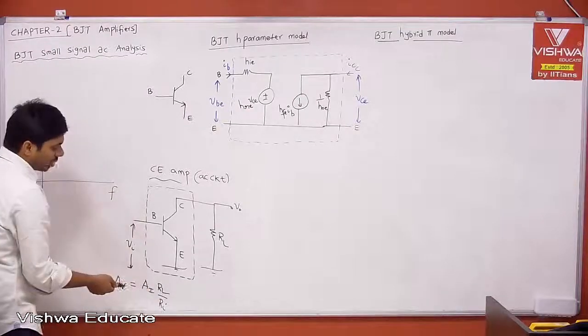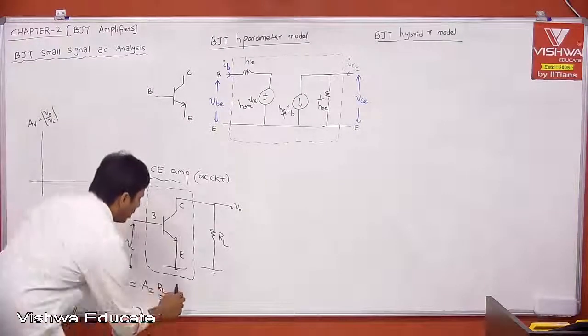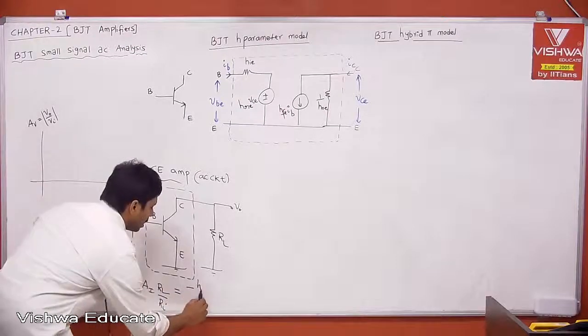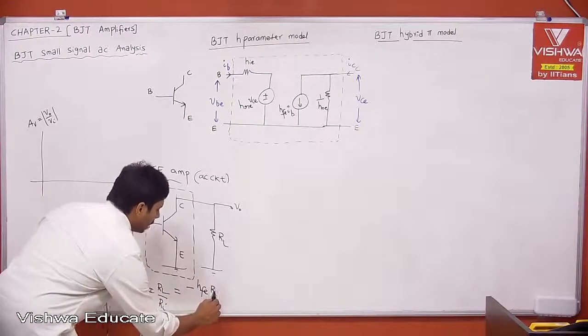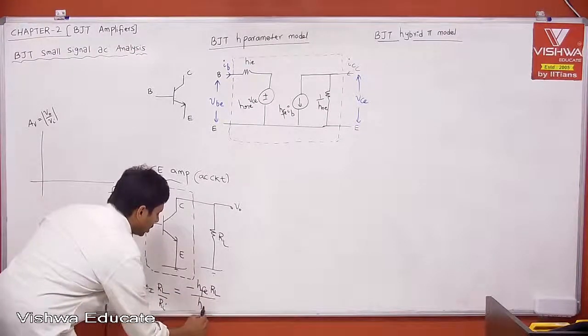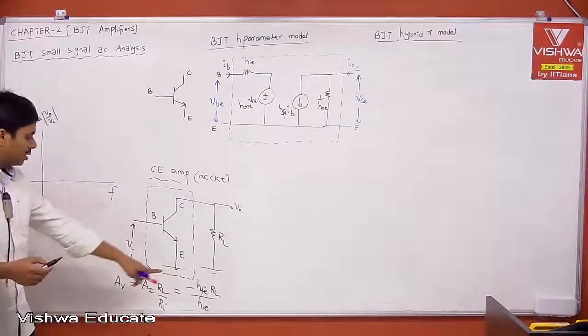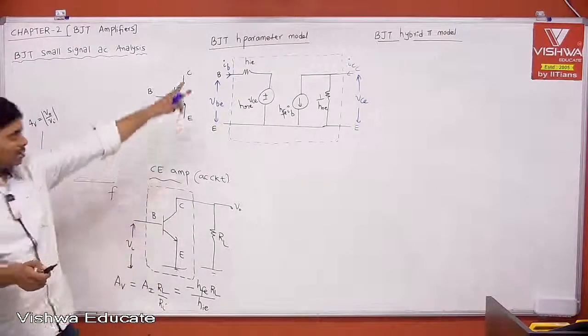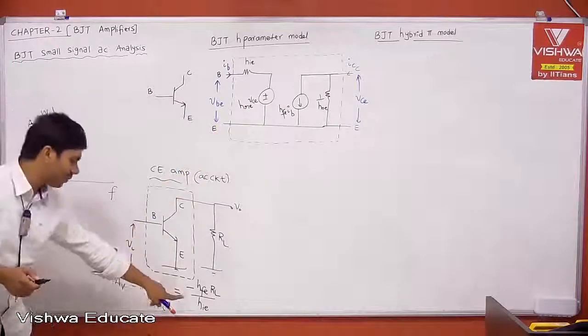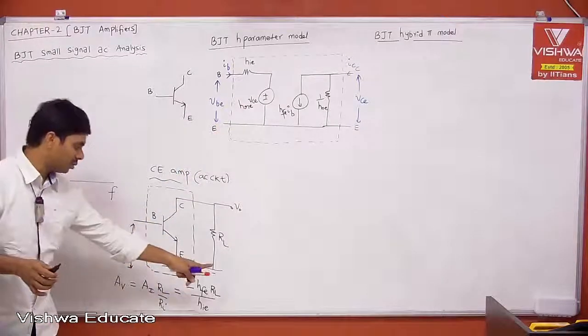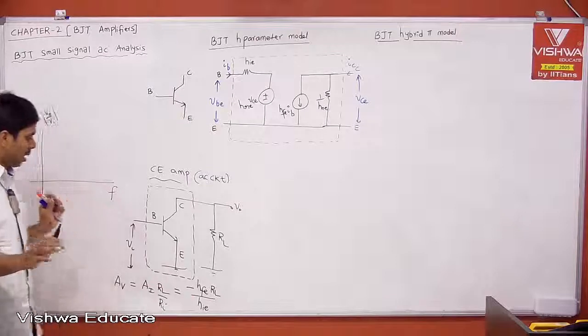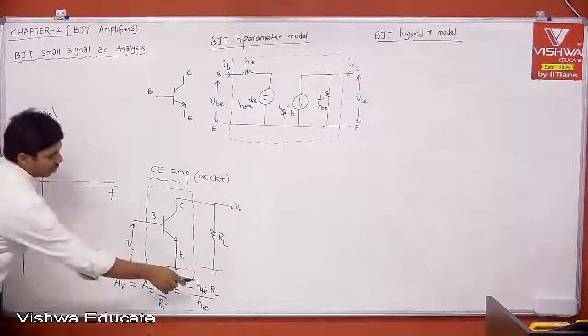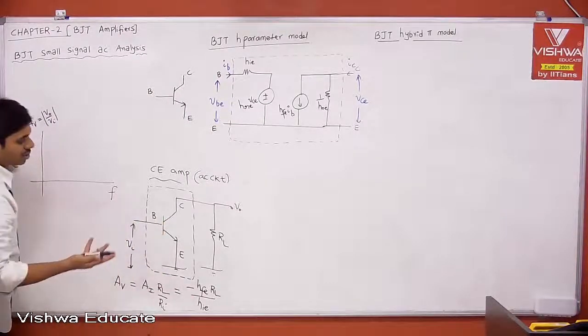Even if you take the simplified model, what is the current gain AI? AI is equal to minus HFE into RL divided by HIE. This is our simplified model, right? If I neglect base width modulation, this is the simplified model, and the voltage gain is minus HFE into RL divided by HIE, right? Now, this is the voltage gain, and it is basically independent of frequency.